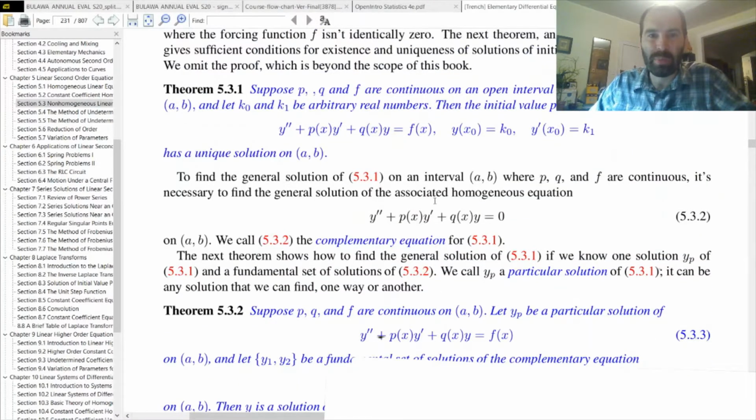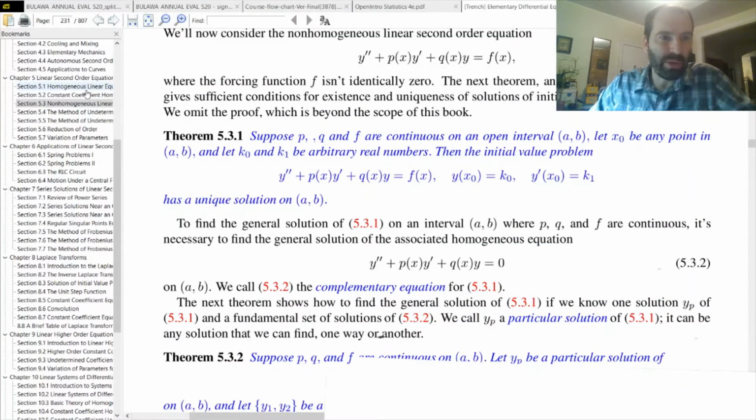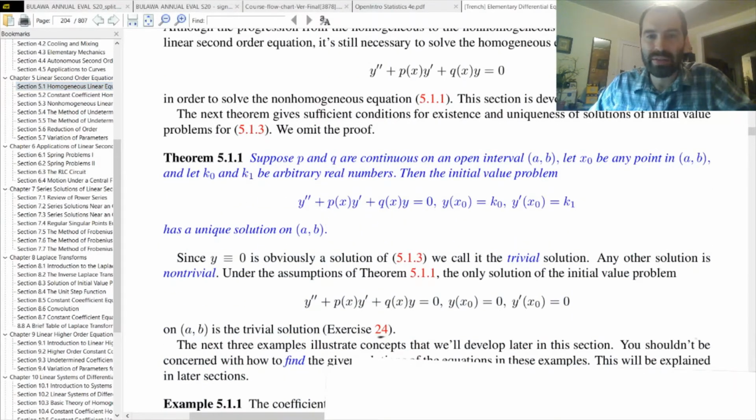Before I show you this theorem, let me remind you of a theorem we had from the last section. We had this theorem that guaranteed existence and uniqueness. It said that if we have the homogeneous equation with any initial conditions, we will have a unique solution. All we need to know is that these functions p and q are continuous on the interval we're looking at. In this case, the interval they just called a to b. So if we have continuous functions on an interval, any set of initial conditions will give us a unique solution to that differential equation.